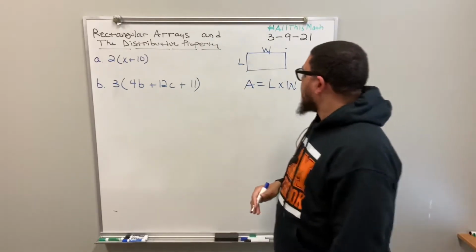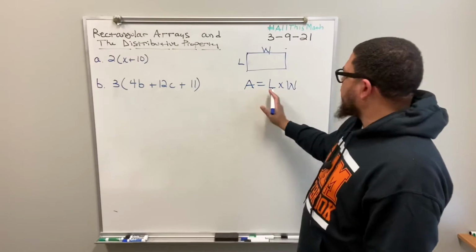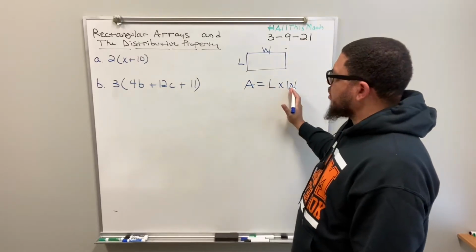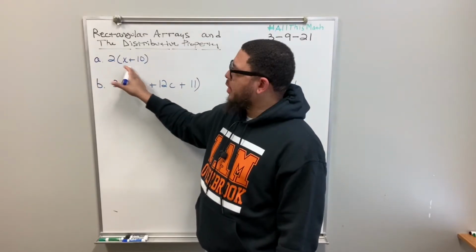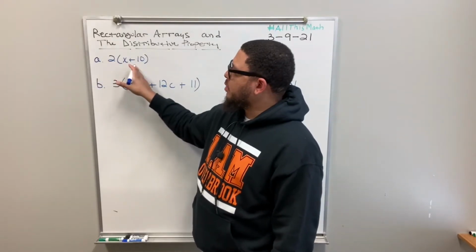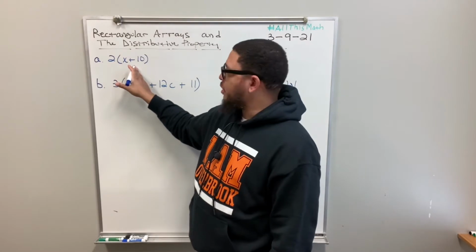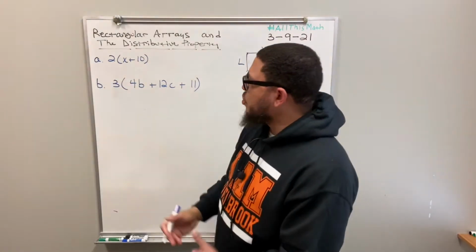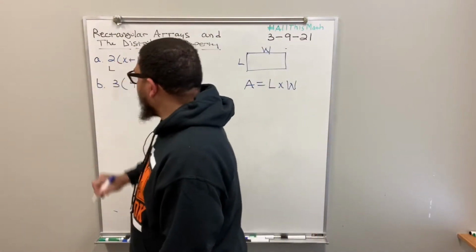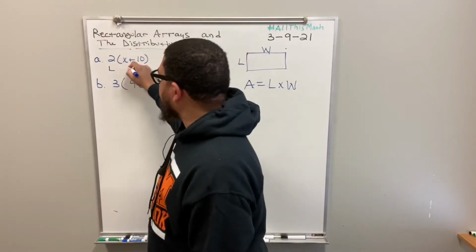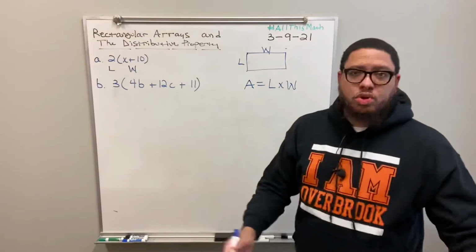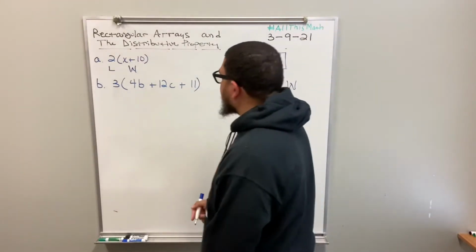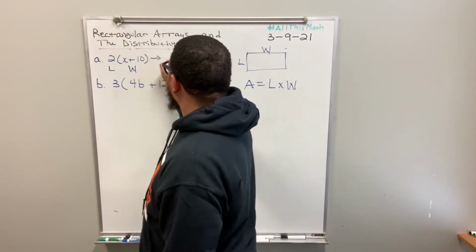Now, check this formula out. This is something times something else. Isn't this something times something else? It is. We have 2 times the quantity x plus 10. So what if I thought of 2 as my length, and I thought of x plus 10 as my width? And then I tried to draw a rectangular array. So it would look like this.